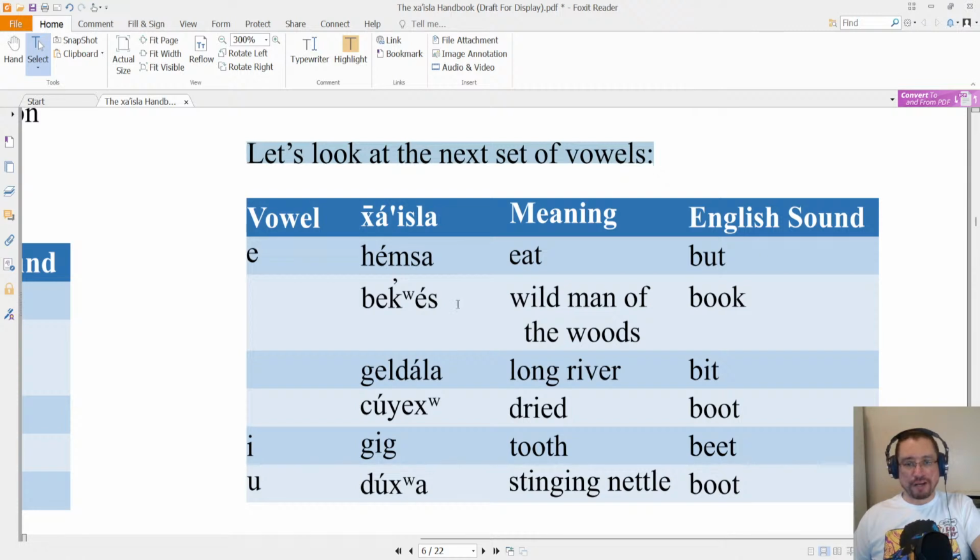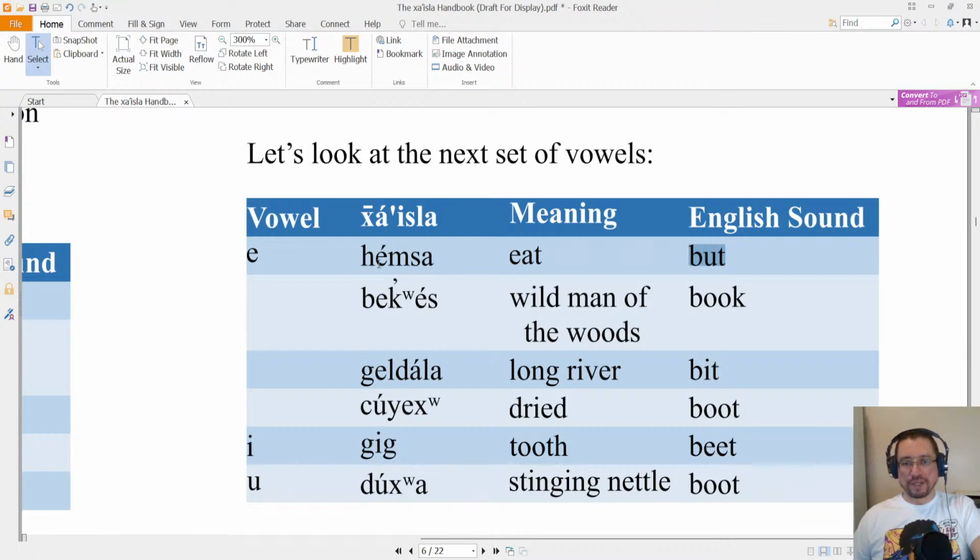Let's look at the next set of vowels. So here we have E. I mentioned before that E has 4 different sounds, so it can sound like the sound here in Hamsa. So it's Hamsa. Some people might look at this and try and pronounce this E like an E, but that would be incorrect. It's not Hemsa, it's Hamsa. And this means to eat.